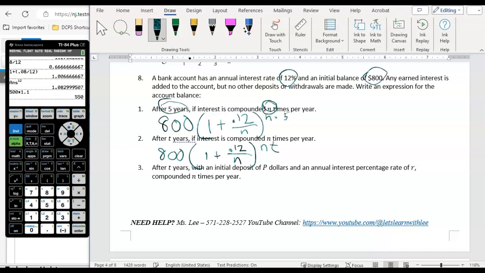After t years with an initial deposit of p dollars. So instead of $800, we have p dollars, again, 1 plus an annual interest rate of r divided by n, to the power of n times t. All right, so this is the principal amount, the initial amount. This would give us our factor, that's 1 plus the rate divided by the number of times we're compounding it, all to the power of the number of times we're compounding it times the number of years. Okay, because if we compound it 3 times a year for 3 years, that's 9 times. If we compound it 5 times a year for 3 years, that's 15 times.